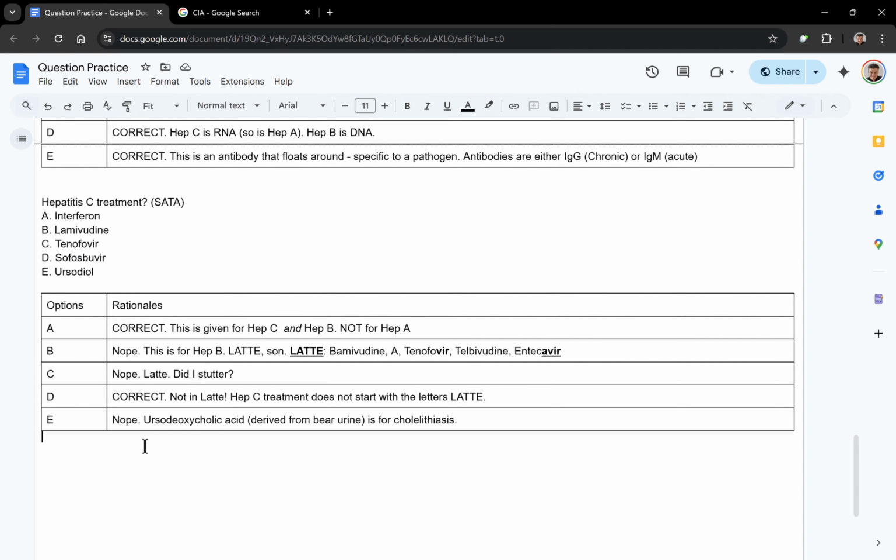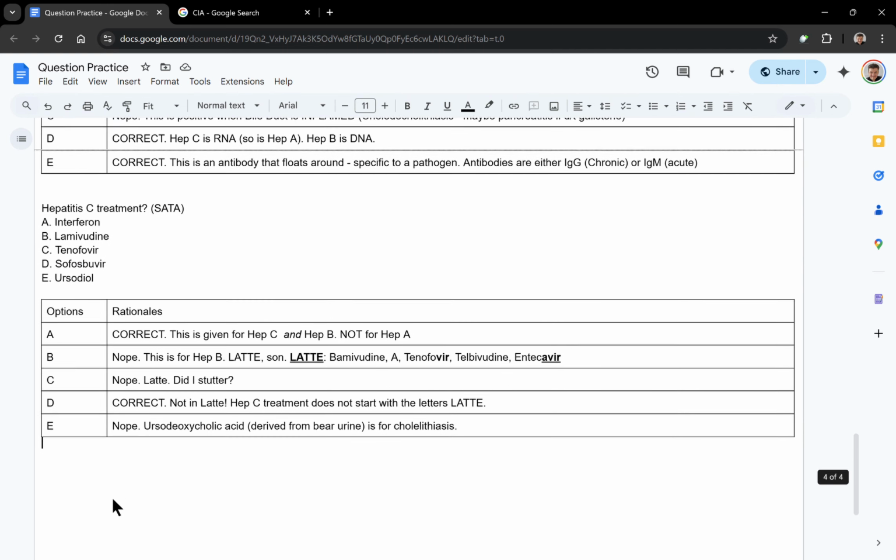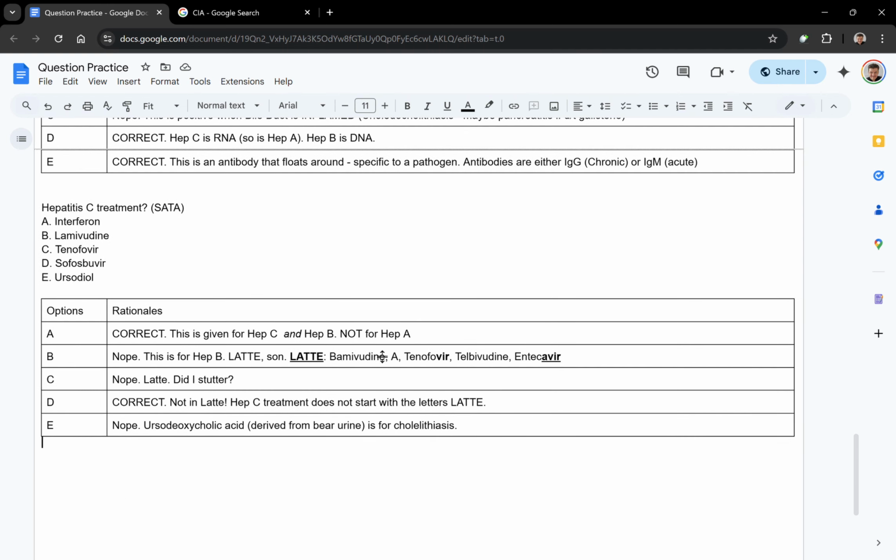The A is adefovir. Adefovir, with an F. Is that supposed to be an L? I'm not sure what happened. I was thinking Hep B, I think.